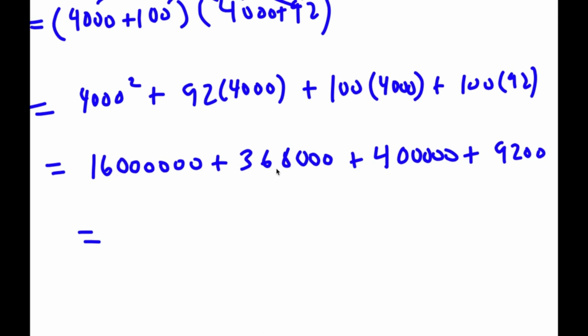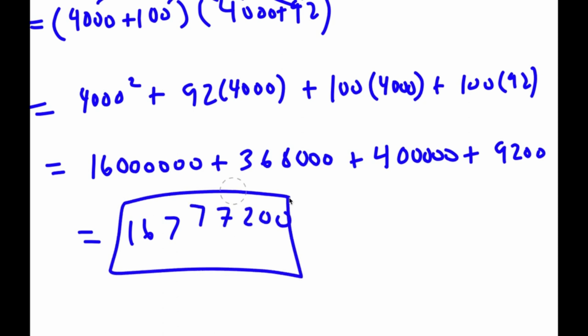Well, 16 million plus 368,000 is 16,368,000. However, we have our 400,000 here, so it's actually going to be 16,768,000. And then finally, we have plus 9,200. So 16,768,000 plus 9,200 is going to be equal to 16,777,200. So this is my answer.